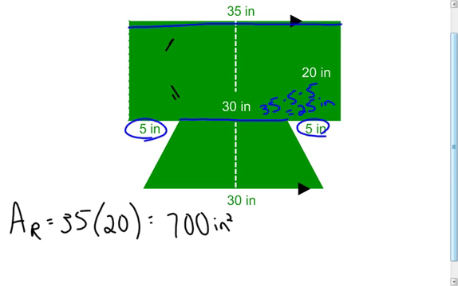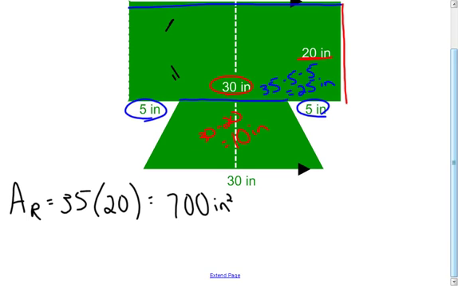I also need to be able to find the height. Well, I notice the height of the entire figure with the rectangle and the trapezoid together is 30 inches, but this part here is the 20, so if I take the 30 and subtract out the 20, I just found out that the height of my trapezoid is 10 inches. And now I have everything I need to calculate the area of my trapezoid.